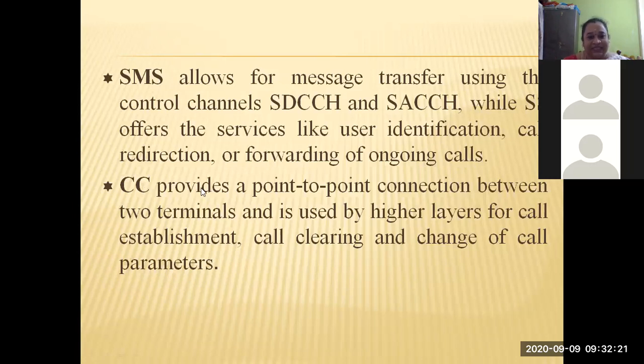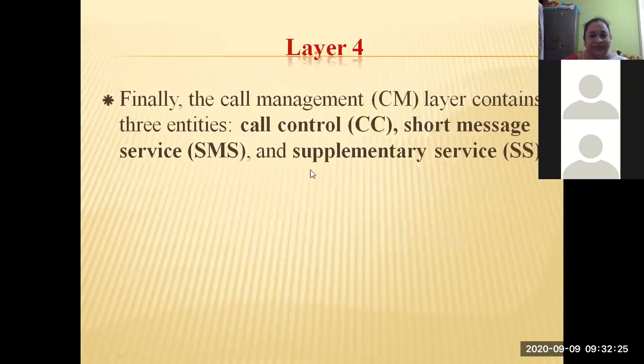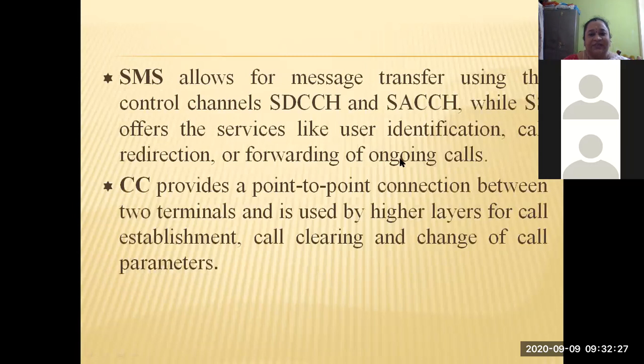Okay, and coming to the CC section, that is nothing but the call control. Supplementary service is provided by the SS, whereas call control provides a point-to-point connection between the 2 terminals and is used by the higher layers for call establishment, call clearing, and also change of call parameters.